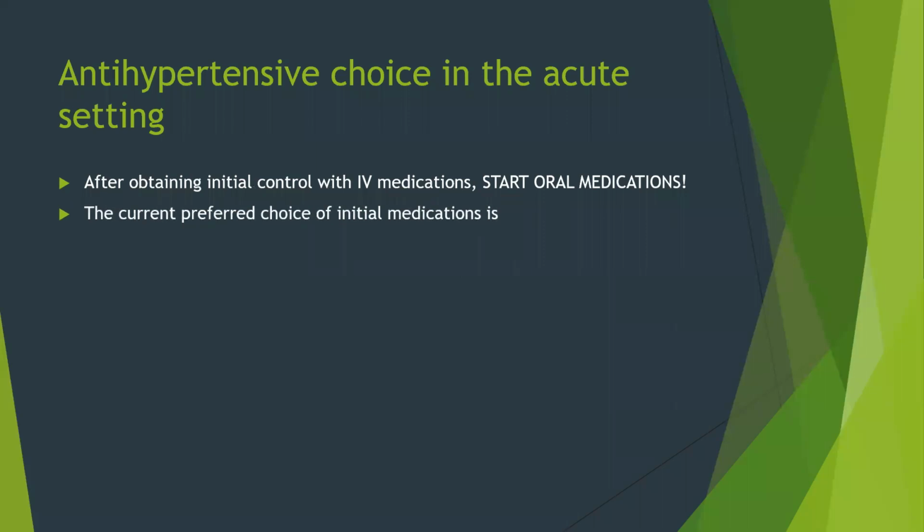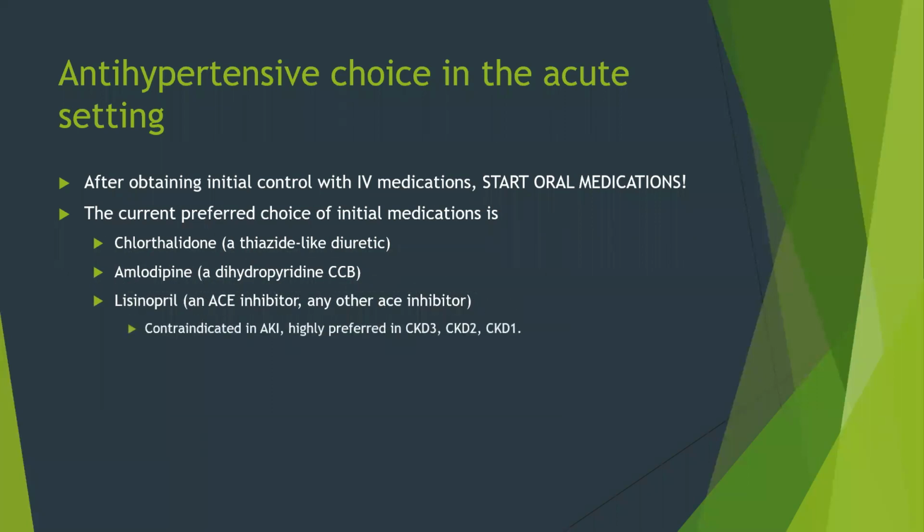So current preferred choice of initial medications, again, you're going to see this a couple of times. Chlorthalidone, I don't like using inpatient as much, but it is one of the preferred outpatient drugs. Amlodipine, a dihydropyridine calcium channel blocker, right? You can use amlodipine. Lisinopril, an ACE inhibitor, or an angiotensin receptor blocker. Perfect. Good choices. If the patient isn't already on one of these, start them on one of them when you're having hypertension and you want to make sure it stays controlled.